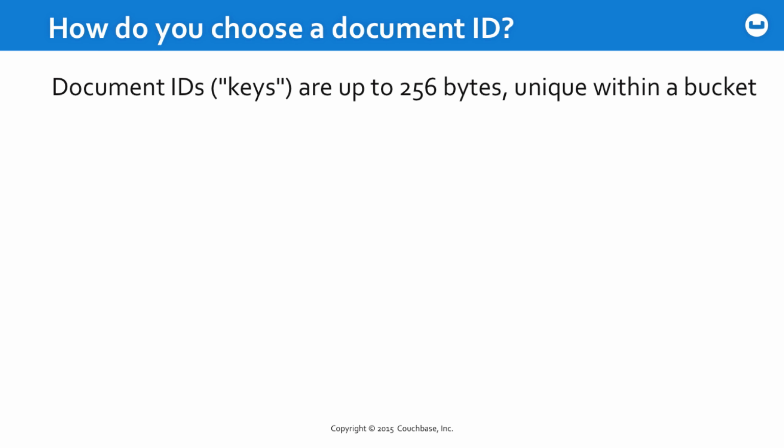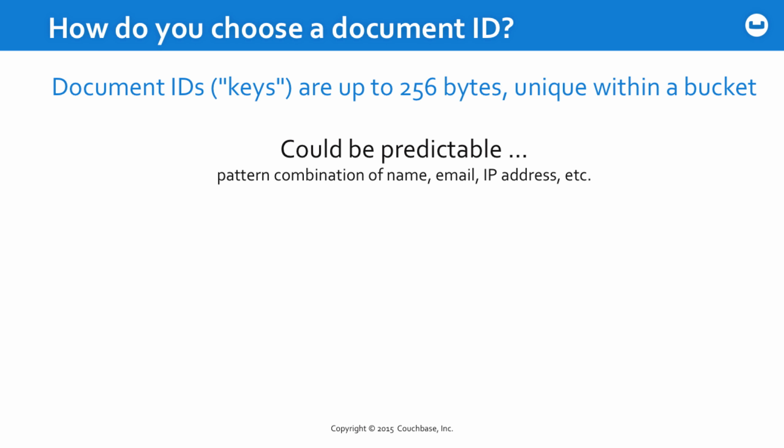So the document IDs, the keys, as far as Couchbase are concerned, can be any value up to 256 bytes. It simply needs to be unique within its bucket. So you could be predictable about it. You could use keys that are some pattern combination of name, email, IP address, or any other values that somehow relate to the entity being created. It could also be unpredictable. You could use GUIDs, UUIDs, etc. Although it's worth stopping to consider that if you need to know the key in order to get the document, having a consistent way to figure out the document ID is probably a good idea.